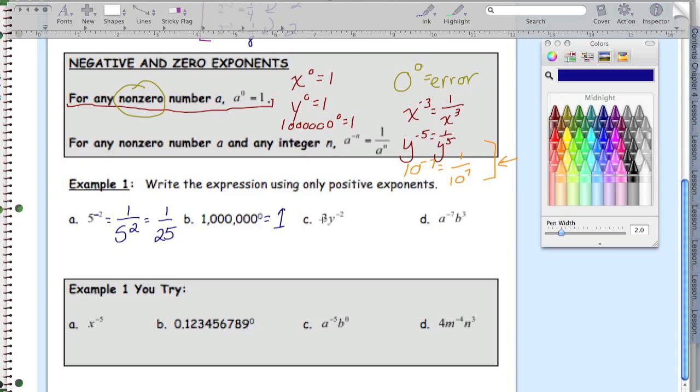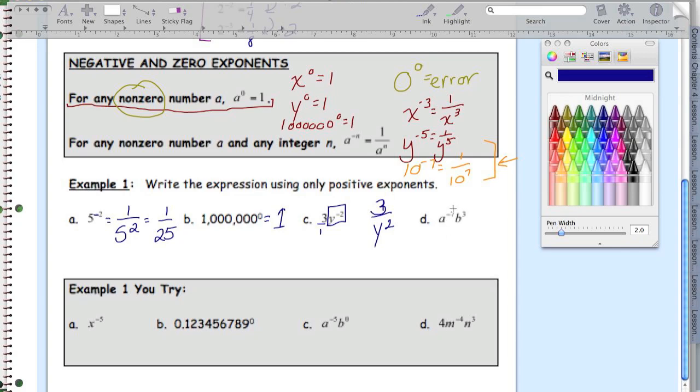Here we have 3y to the negative second. So I'm going to focus just on my y to the negative second, and that's going to give me 1 over y to the positive second. And then I have this 3, this coefficient of 3. Well, that's really 3 over 1. So that 3 is in the numerator, so it has to stay in the numerator, because that's not affected by that negative 2. We have a to the negative 7th, b to the 3rd.